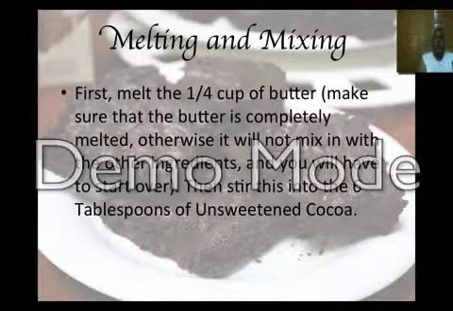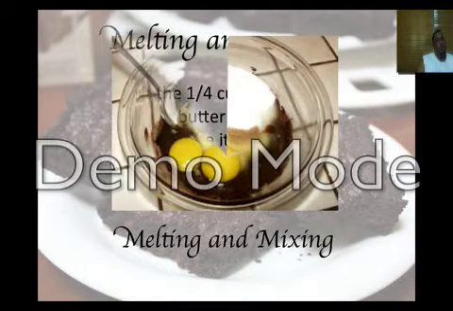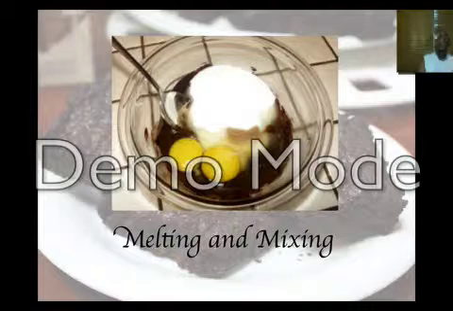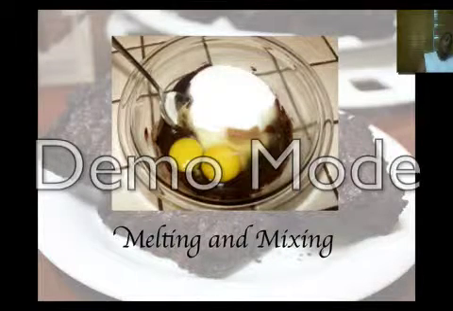Then comes the melting and mixing. You melt the half cup of butter. Make sure the butter is completely melted. Okay, and then stir this into the 6 tablespoons of unsweetened cocoa. That'll be the chocolate. You melt that real good. Right now, after this will come a picture of that, and there we go. There's a picture of the mixing of the eggs, the cocoa, and the sugar.